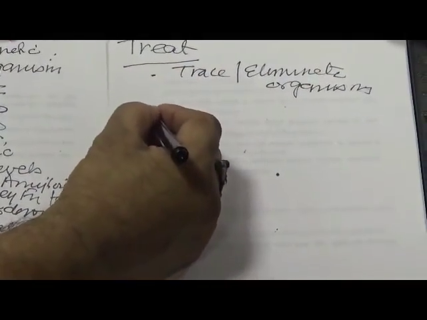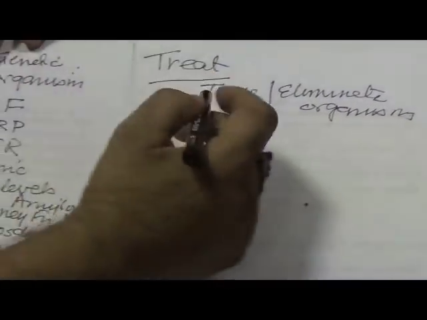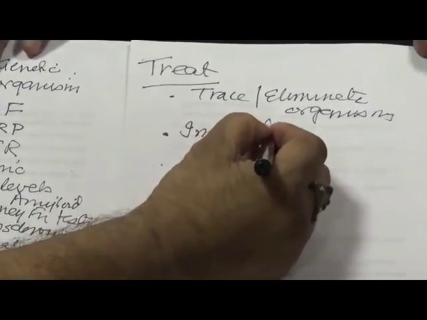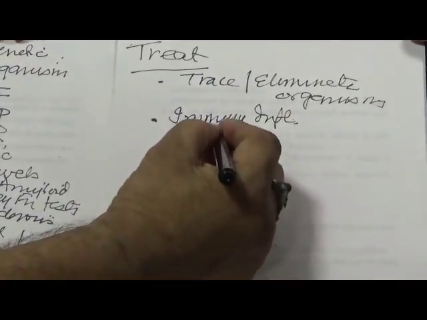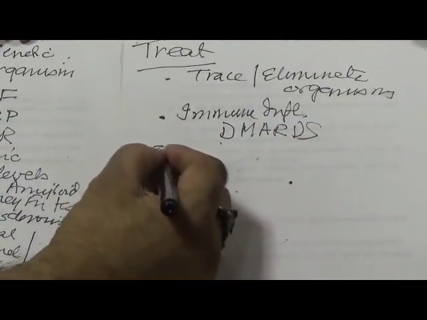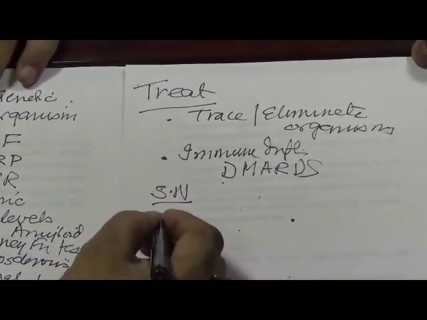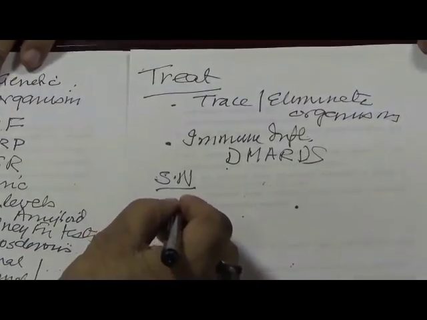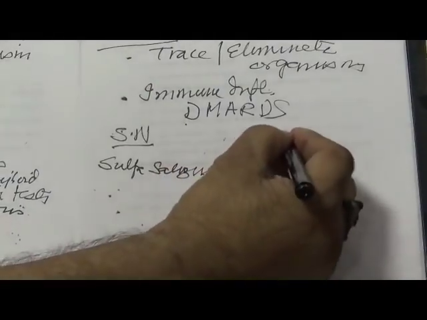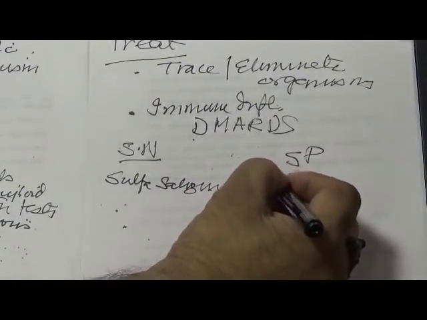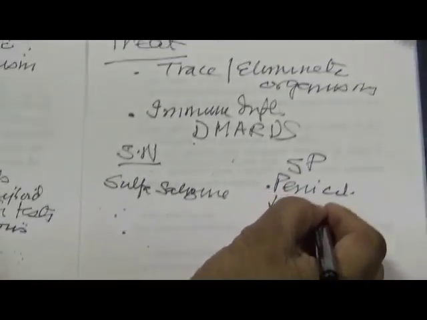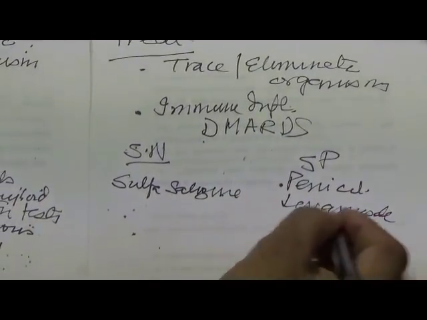Then you have to do something with the immune articular system, the immune inflammation. And basically you use DMARDs in them. For seronegative, you use sulfasalazine. For seropositives, you can use penicillamine, levamisole or gold.